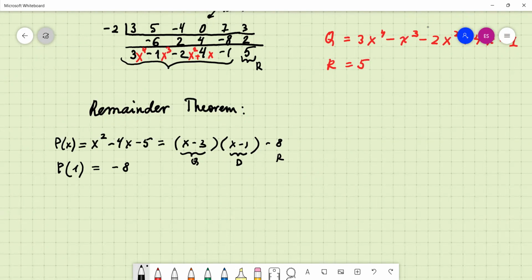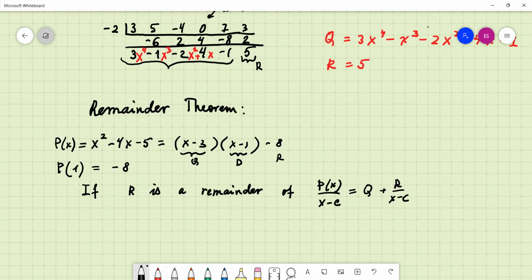So actually, the theorem sounds like this. If R is a remainder of division of P of x over x minus c, you get here a quotient and a remainder. Then what is going to happen if I plug in this c into the polynomial?